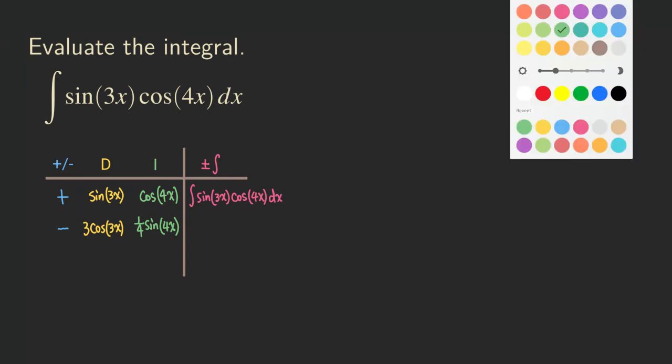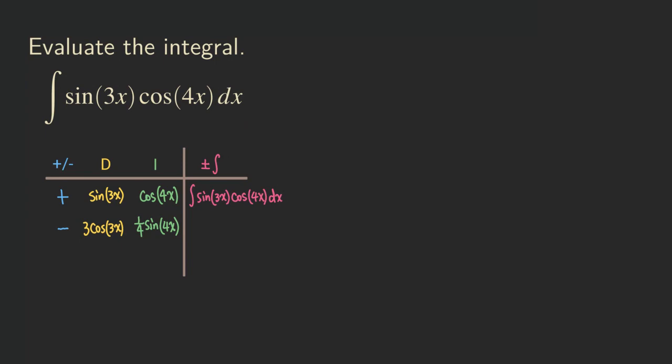Okay, and so now let's just write it down here. We are going to be getting negative the integral of 3/4 cosine of 3x sine of 4x dx. Okay, so keep going down with the column here. Then now we get a plus sign here, and then we differentiate. When we differentiate, we are going to be getting a negative 9 sine of 3x. And then going down this column here, we are going to be getting negative 1/16 cosine of 4x here.